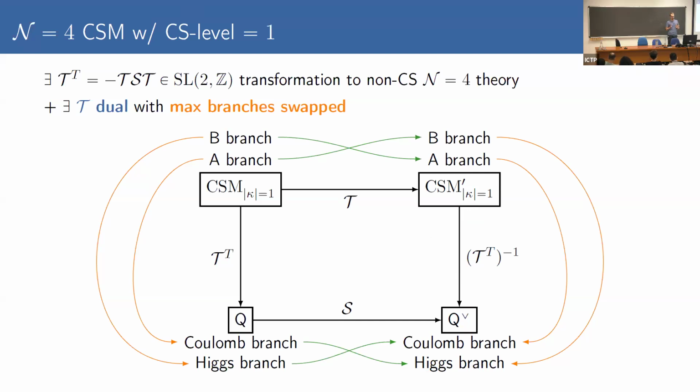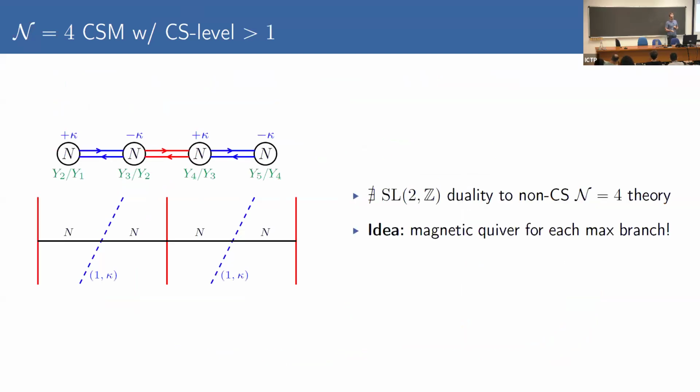Okay. You might say that was not very exciting because it's Chern-Simons level being 1. But it becomes more exciting if you go to Chern-Simons level greater than 1, because then you don't have this luxury of an SL(2,Z) duality anymore that takes you to a non-Chern-Simons theory. So now you really are stuck with the Chern-Simons setup, and you need to learn how to deal with it.